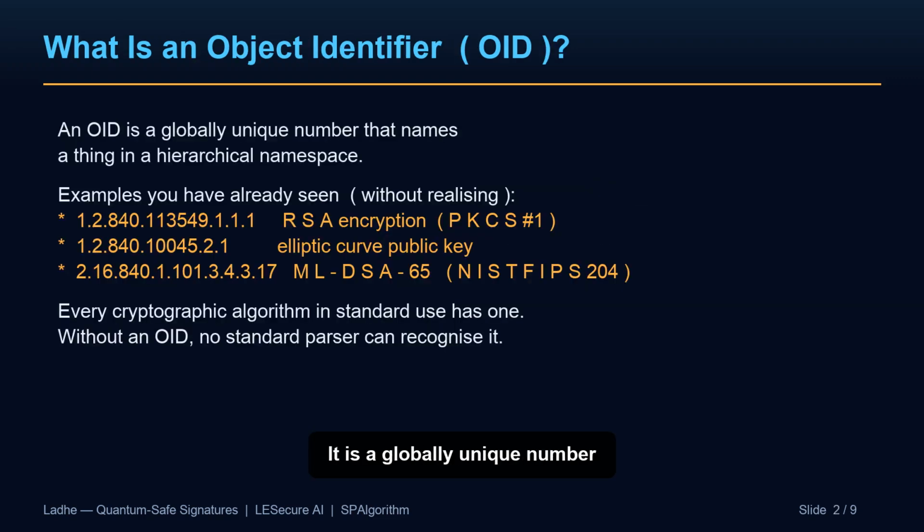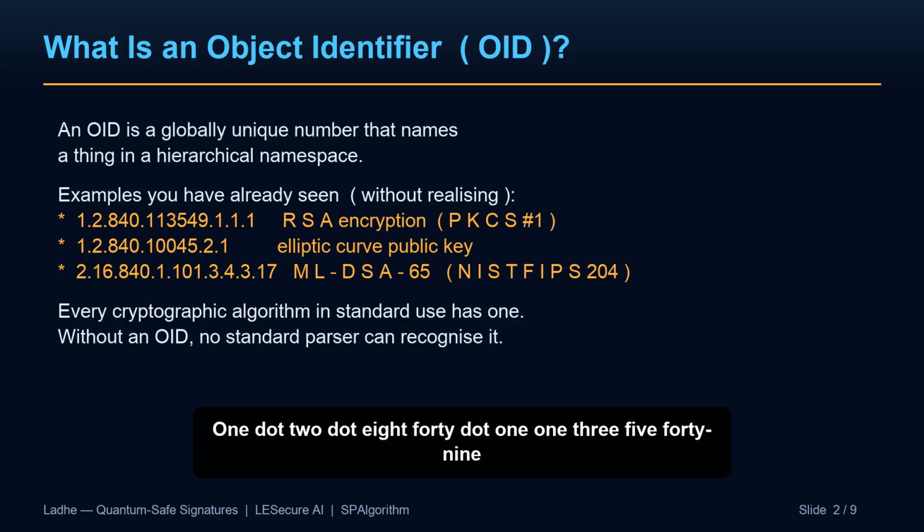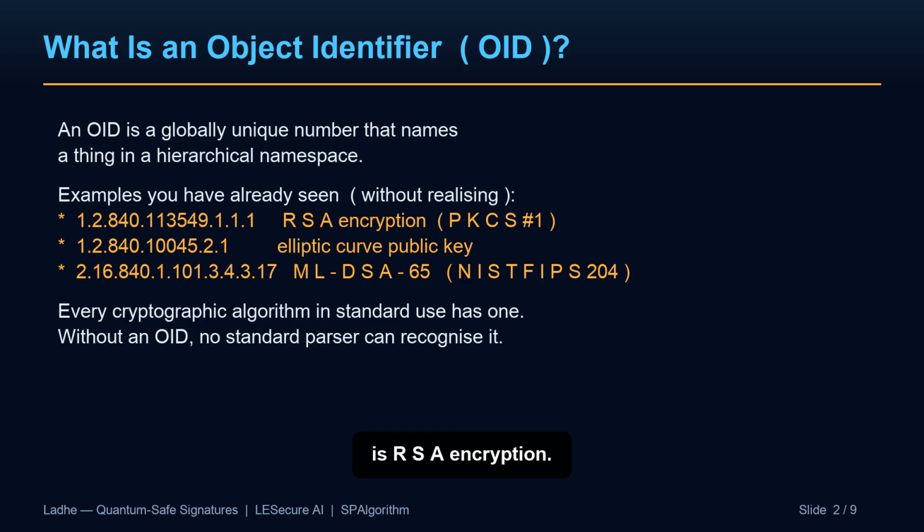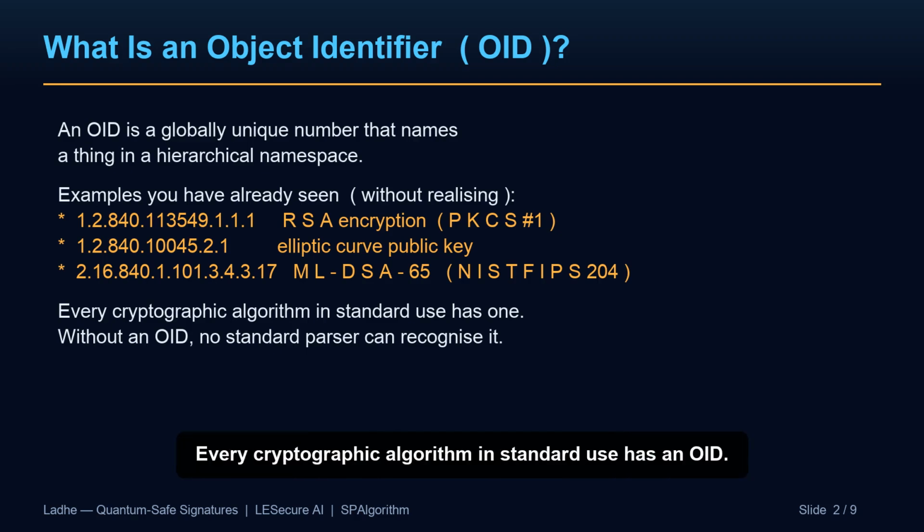What is an object identifier? An OID. It is a globally unique number that names a thing in a hierarchical namespace. Some you have already seen without realizing. 1.2.840.113549 is RSA encryption. There is one for elliptic curves, and one for MLDSA65. Every cryptographic algorithm in standard use has an OID. Without one, no standard parser can recognize it.